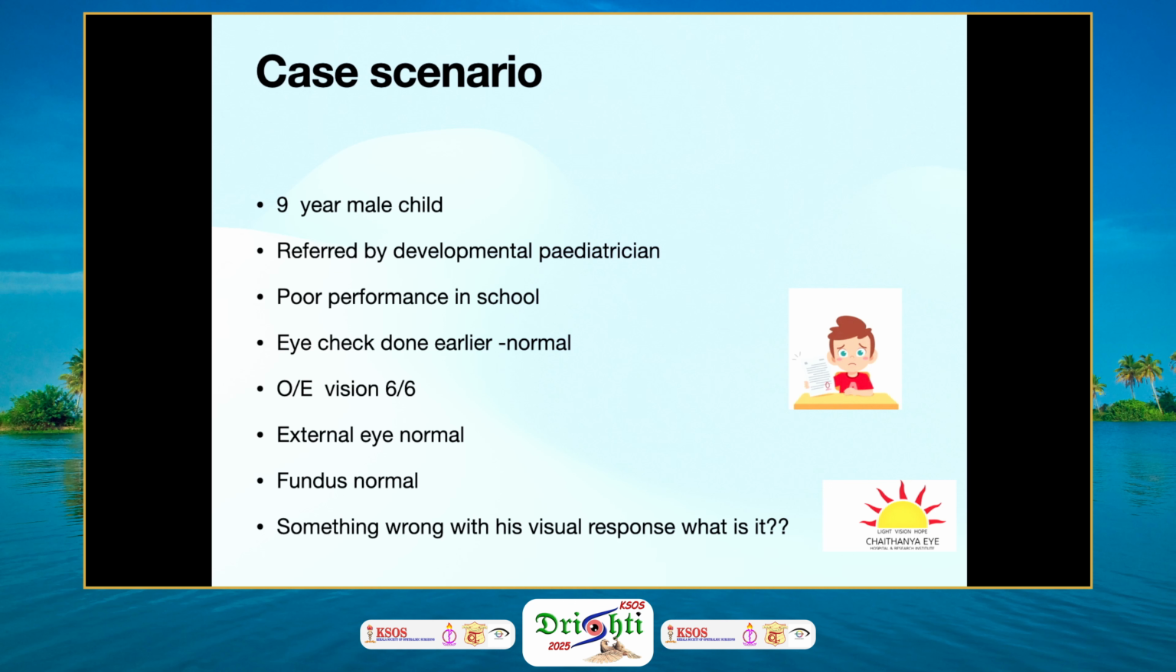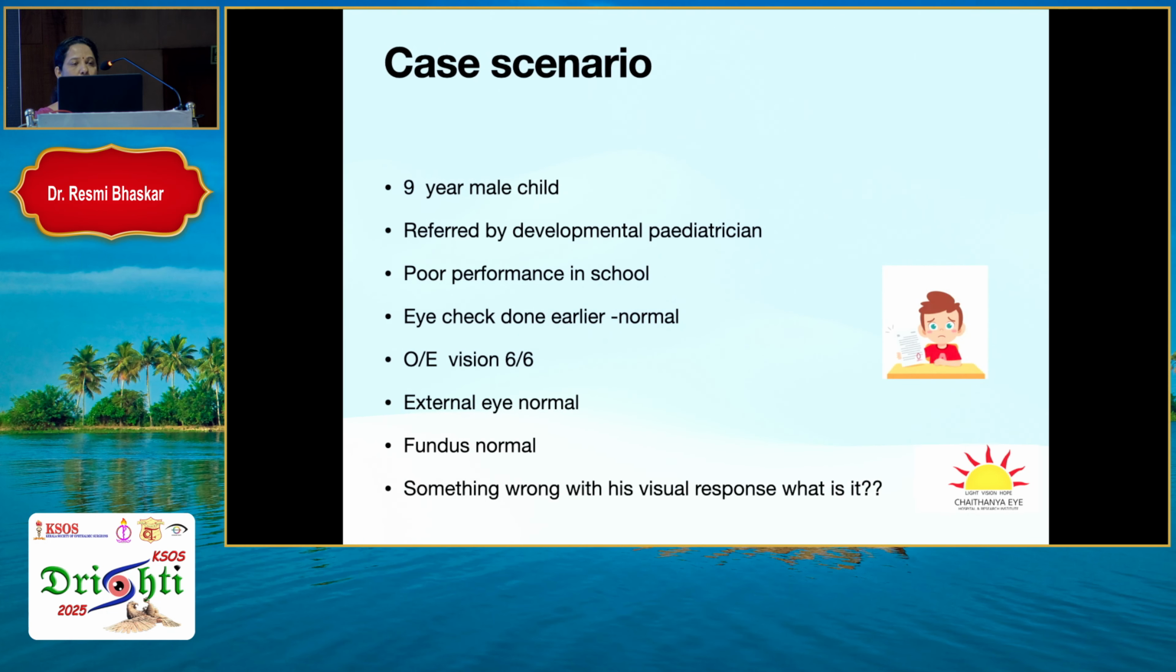A 9-year-old male child was referred to me by a developmental pediatrician for poor performance in school. Eye checkup done earlier was normal. Vision was 6:6 recorded. Fundus and external eye were normal. But she felt that there was something wrong with his visual response and came for a second opinion.